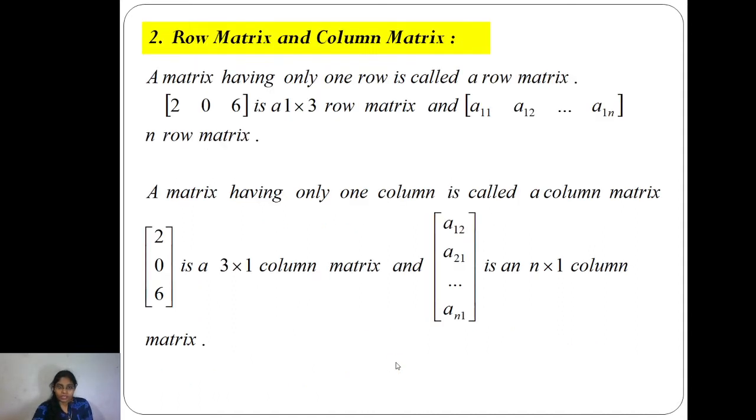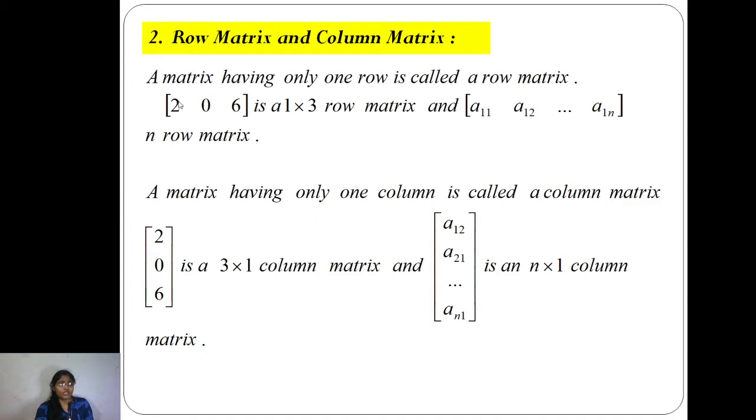Okay, next, row matrix and column matrix. What is the row matrix? What is the column matrix? A matrix having only one row is called a row matrix. A matrix having only one row, when there is only one row, is called a row matrix, and a matrix having only one column is called a column matrix.